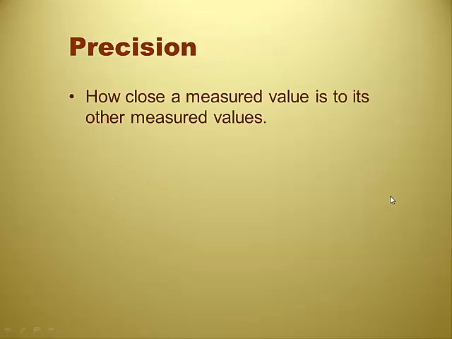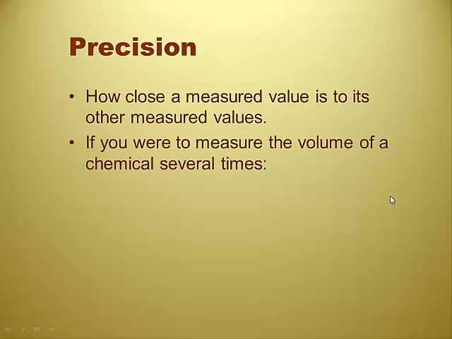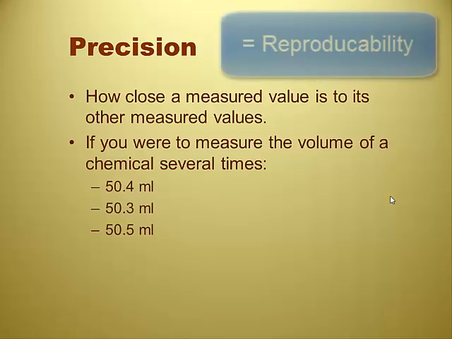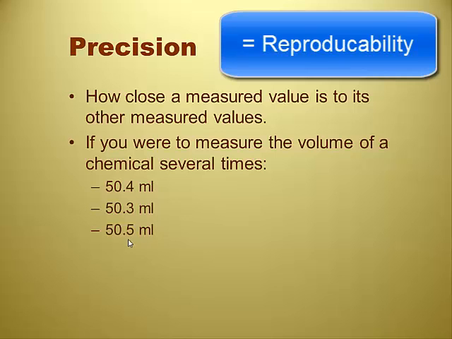Precision: how close a measured value is to its other measured values. If you were to measure the volume of a chemical several times, and got 50.4 mL the first time, 50.3 mL the second time, and 50.5 mL the third time, all three of them together, that's pretty precise, isn't it? Because they're almost the same thing. 50.4, 50.3, 50.5. Reproducibility. Yeah, that's pretty good. That's pretty decent in a lab.